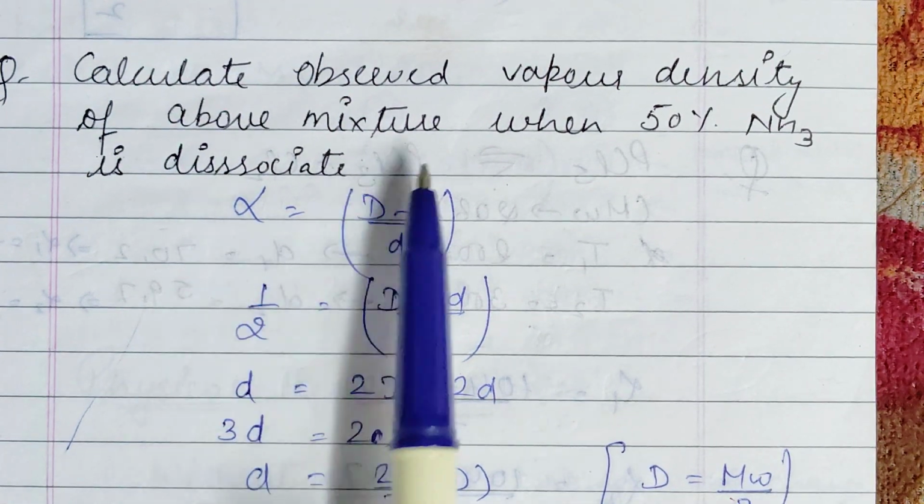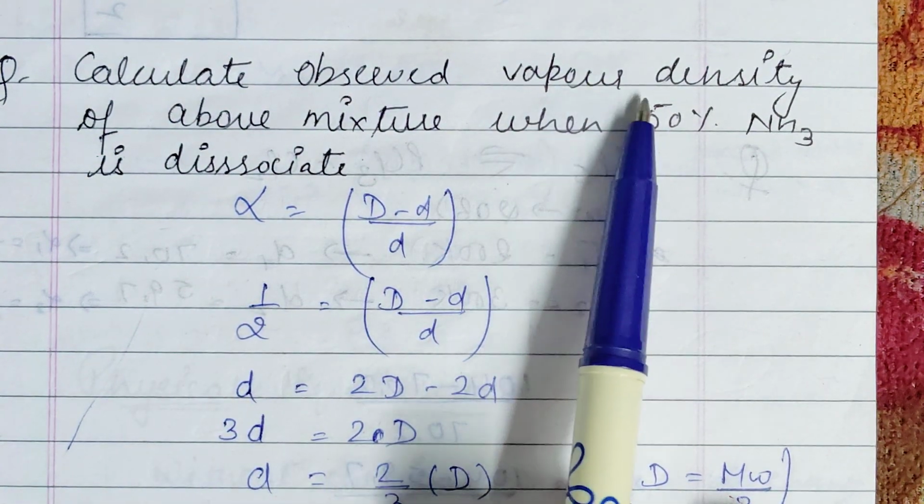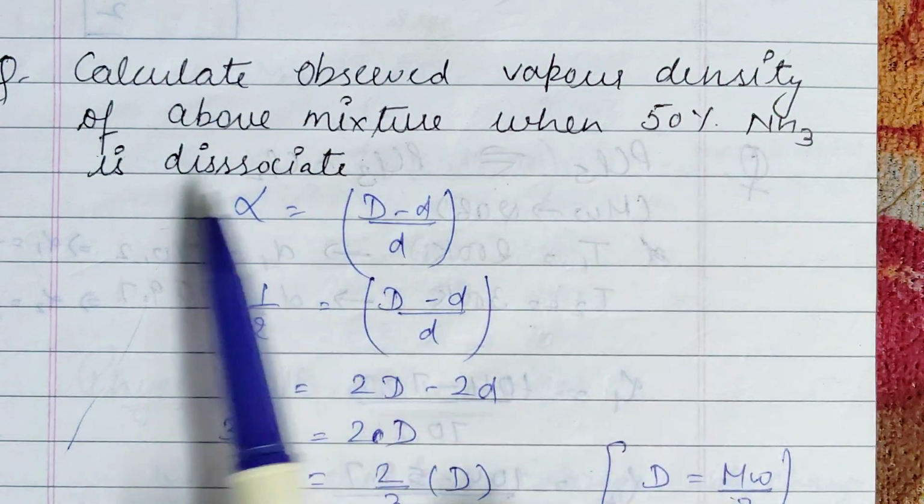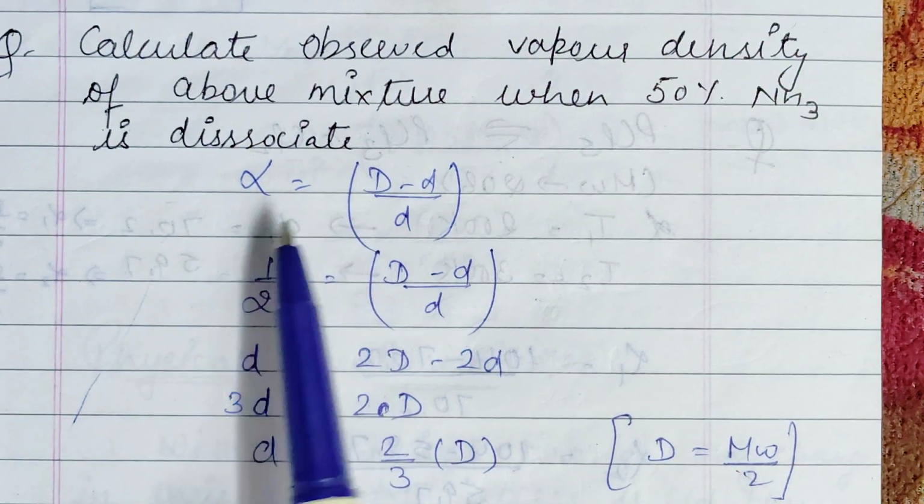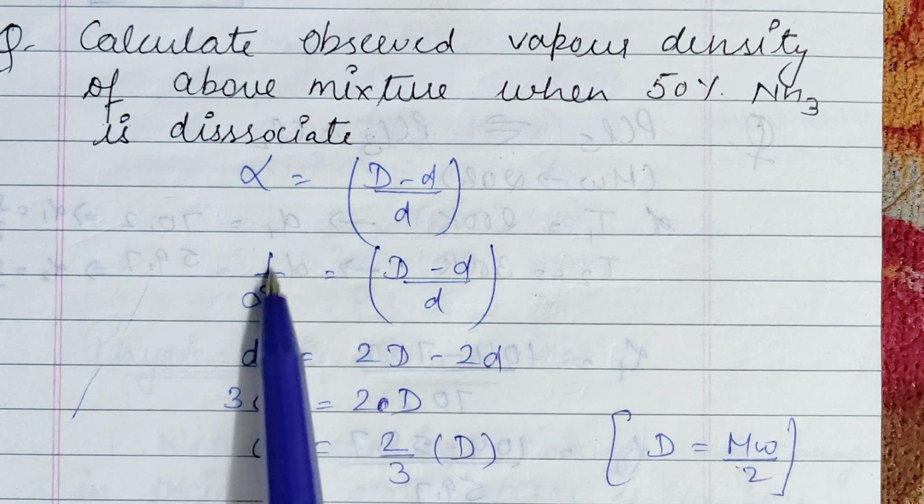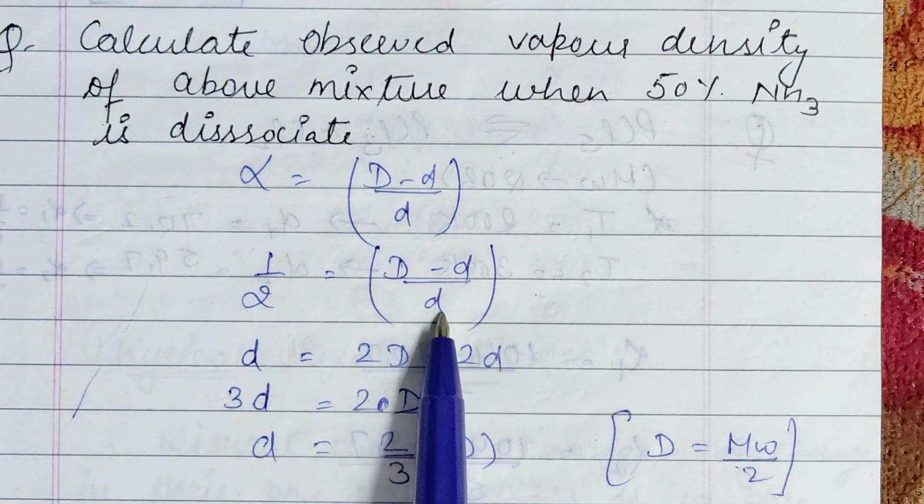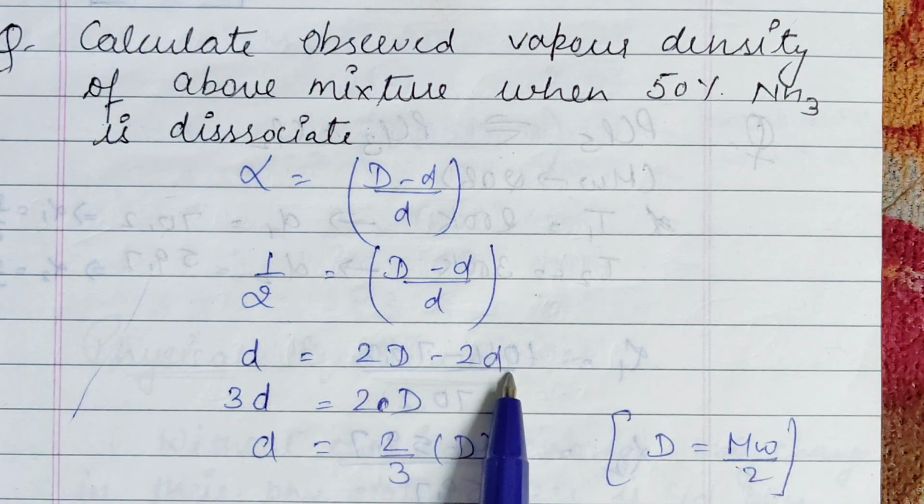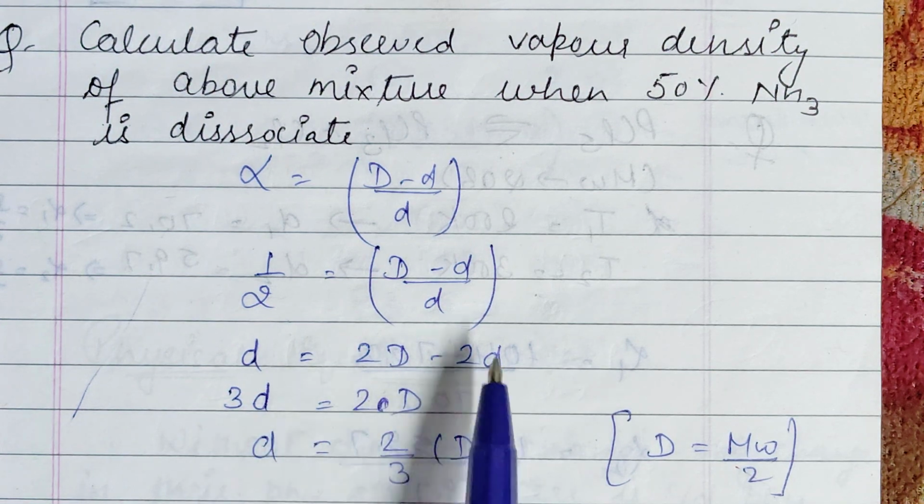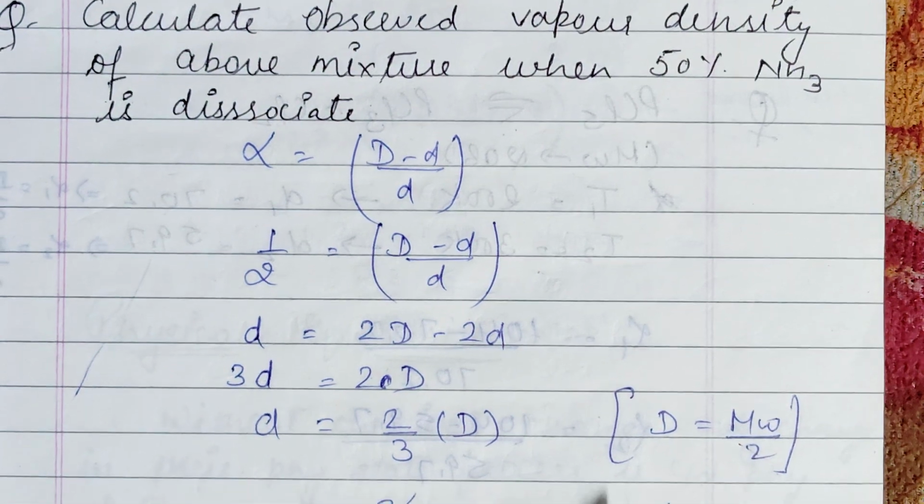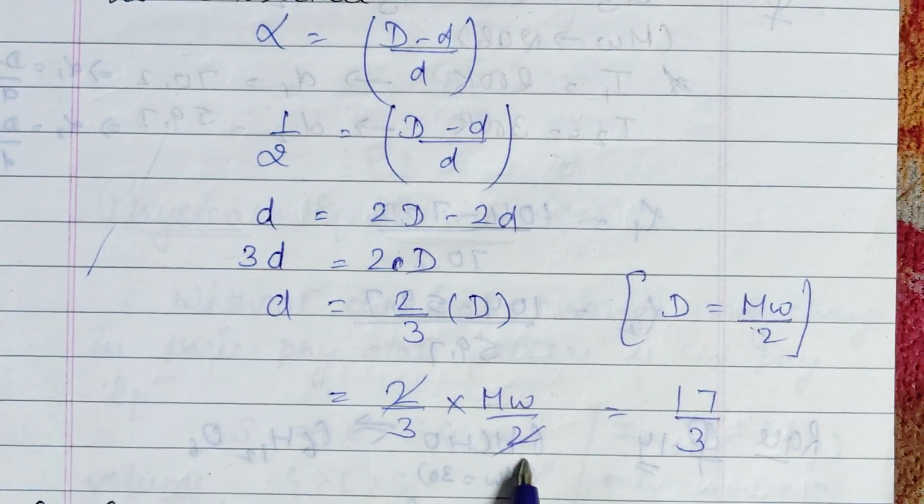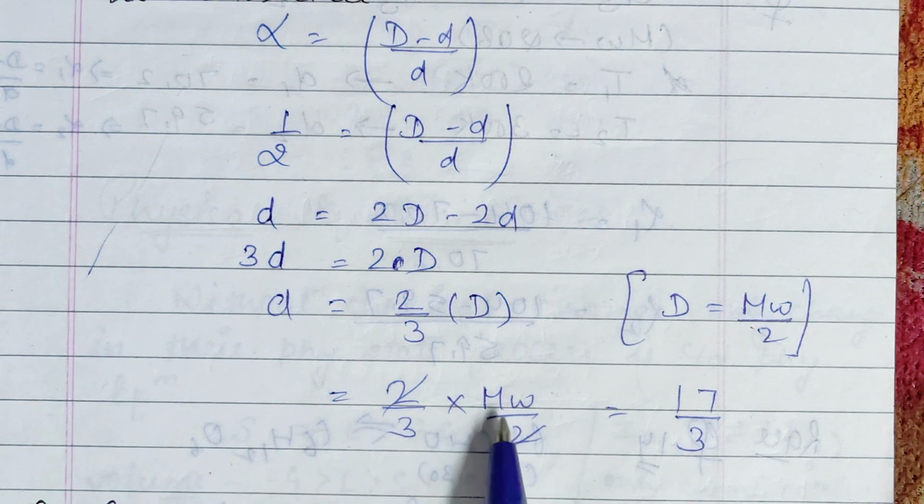Next is calculate observed vapor density of the above mixture when 50% of NH3 is dissociated. Alpha equal to D minus d upon d. So alpha is 1 by 2. So D minus d upon d, so D equal to 2D minus 2d. So 3d, this transfers to the other side, equal to 2D. So d equal to 2 by 3 capital D. Capital D is mw upon 2. So we write capital D equal to mw upon 2. 2 cancels, it gives us mw by 3. mw is 17. So 17 by 3 is the answer.